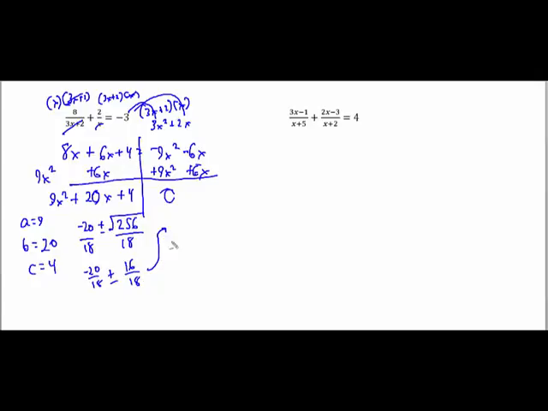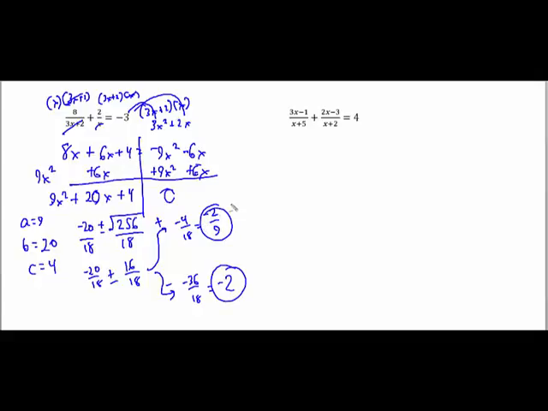So now I have 2 possibilities. I have the plus possibility where negative 20 plus 16 gives me negative 4/18, which is negative 2/9. And then the minus situation, if I go negative 20 minus 16/18, gives me negative 36/18, which is negative 2. And both of these answers do work in the problem.